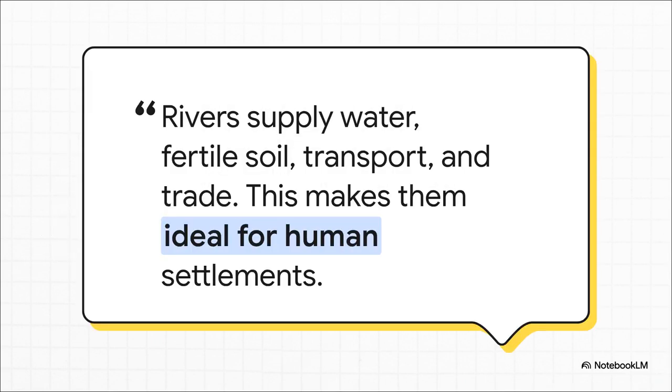And this is why it's no accident that the world's great cities, Paris, London, Cairo, Shanghai, all grew up on the banks of rivers. They simply provide all the essential ingredients for civilization to flourish: water, food, and transport.